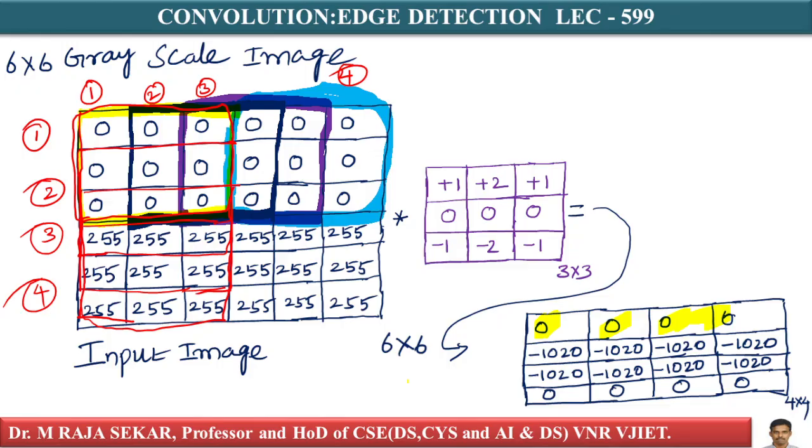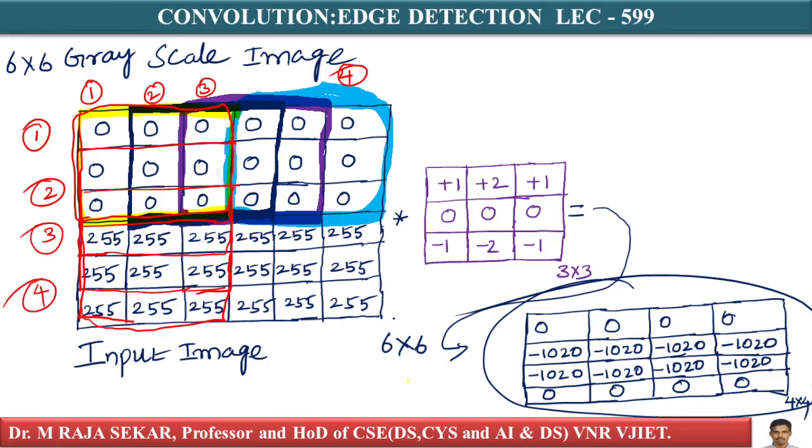After performing the convolution operation with the Sobel edge detector, what is the output? This is my output. This is the output that we got. We will try to analyze why this is an edge detector. That is important: why we say it detects edges.